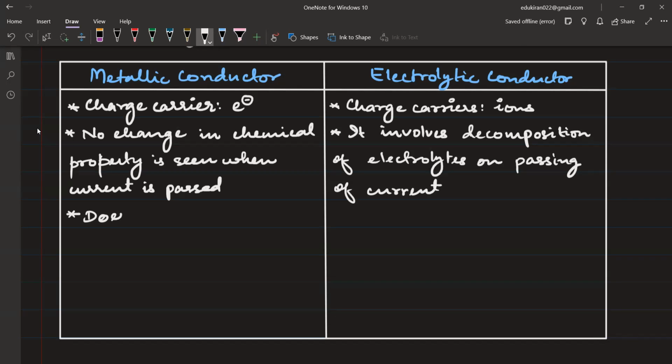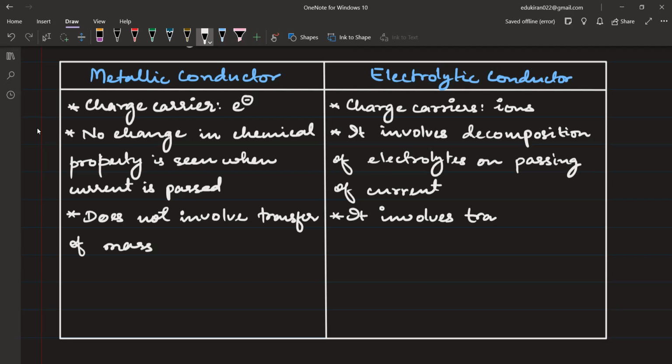Metallic conductor does not involve transfer of mass. This involves transfer of mass. Okay, now the next point, you tell me about metallic conductors, okay?